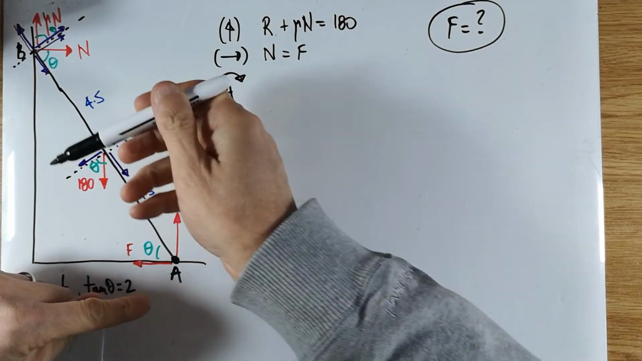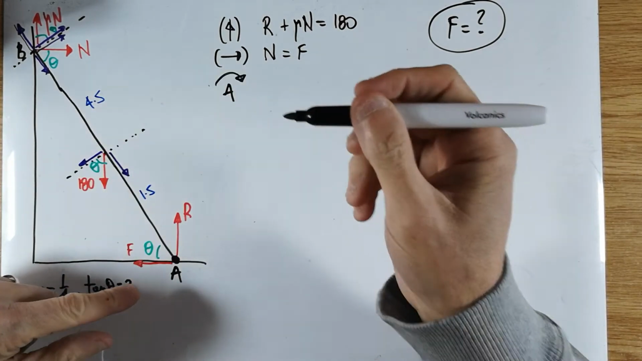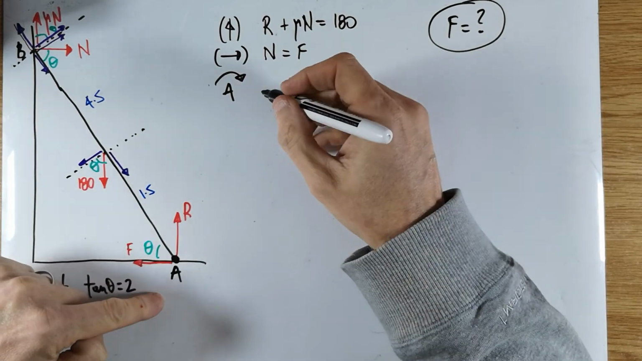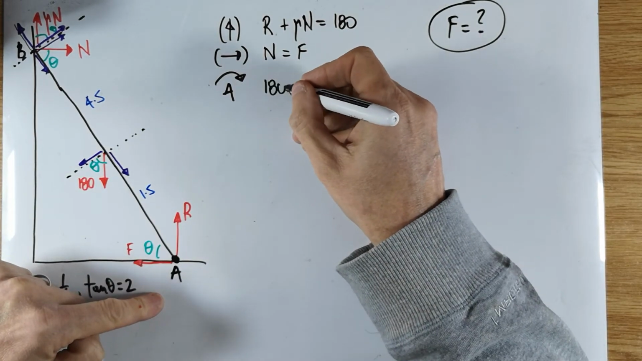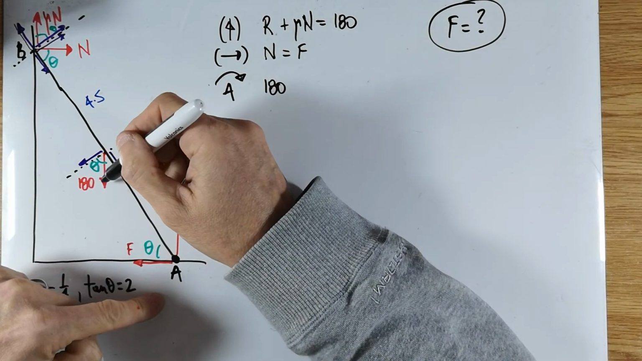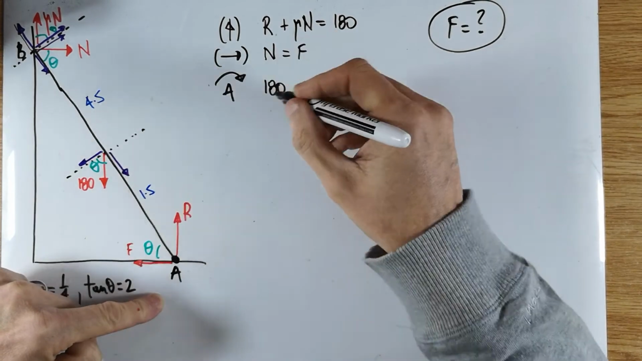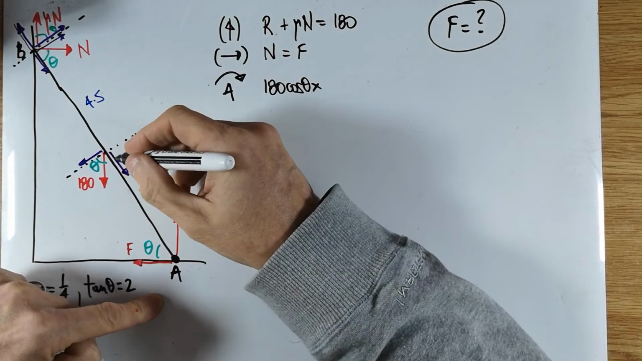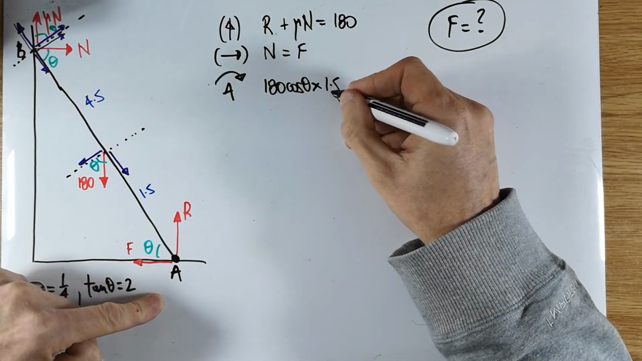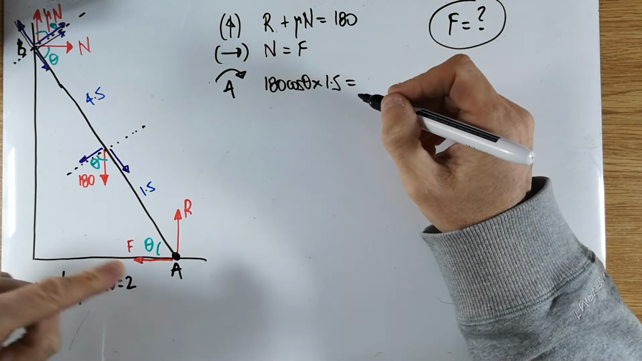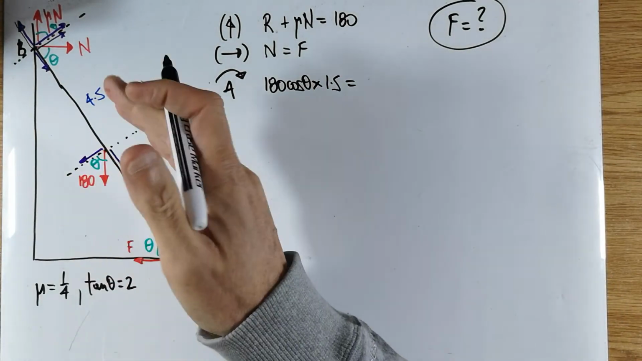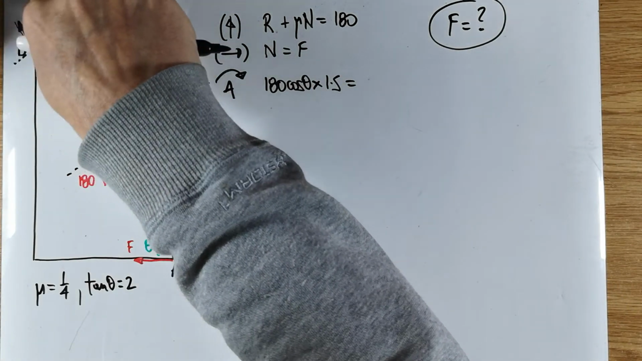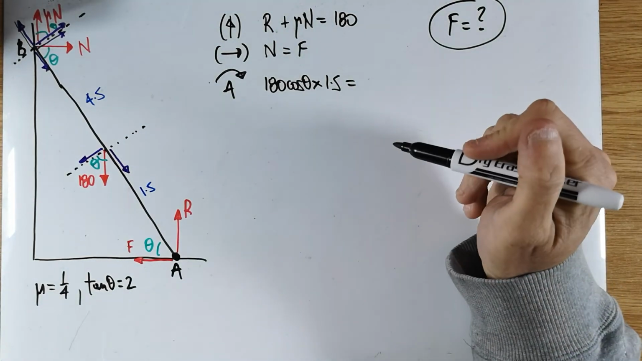is acting on its own and is trying to swing us in an anti-clockwise direction. Which component is that? The angle is on this side, so it's 180 cos theta, times the distance from the pivot, which is 1.5, is equal to, because that's the only one that is anti-clockwise, the moment of those two forces that are working together.